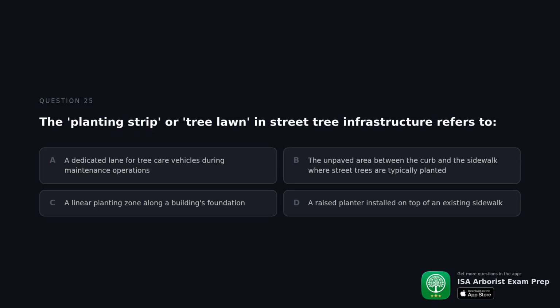The planting strip or tree lawn in street tree infrastructure refers to A. A dedicated lane for tree care vehicles during maintenance operations. B. The unpaved area between the curb and the sidewalk where street trees are typically planted. C. A linear planting zone along a building's foundation. D. A raised planter installed on top of an existing sidewalk.